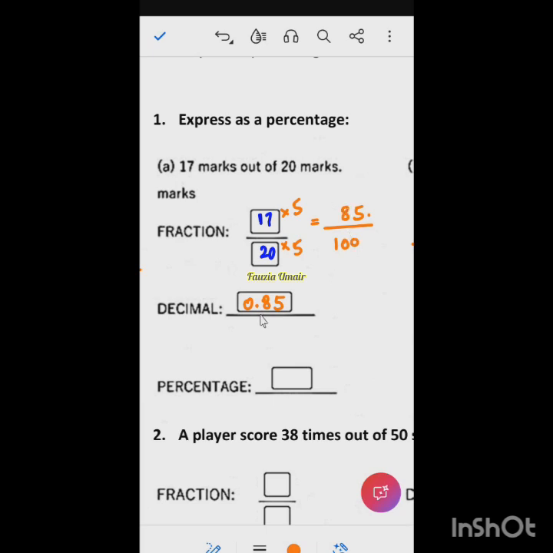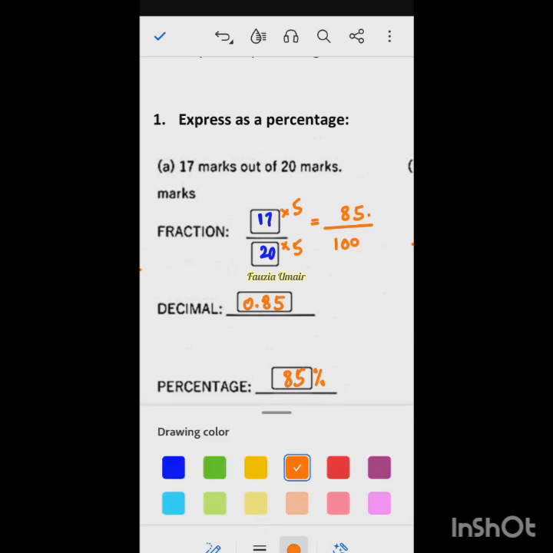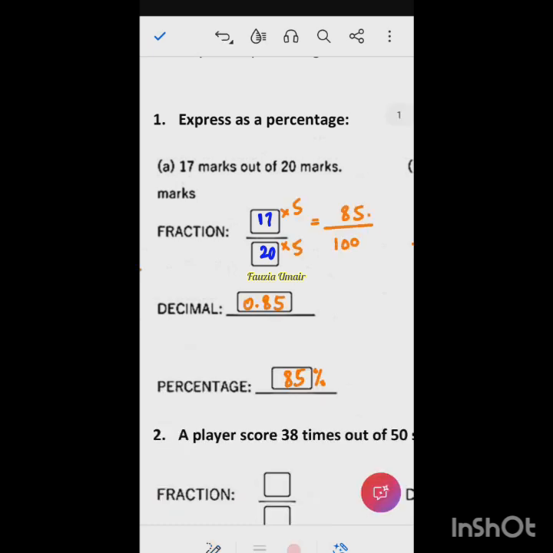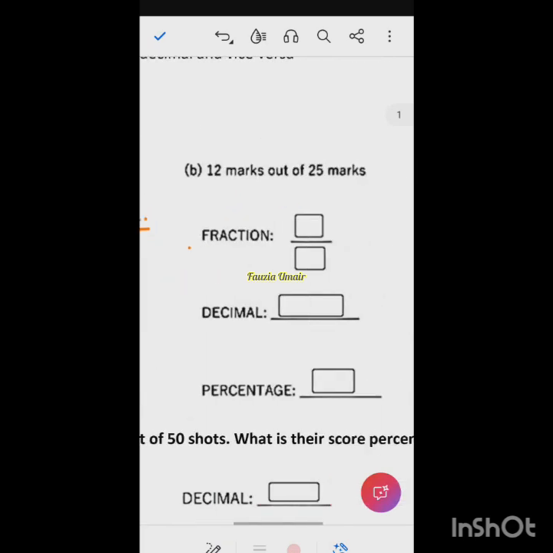So the answer would be 0.85. Ma'am, the percentage is 85. That's right. Percentage is 85%, because percentage is out of 100. This is 85 out of 100, so it is 85%, right? So is this conversion clear when we converted fraction to decimal? Yes. All right. So moving on to the second question.